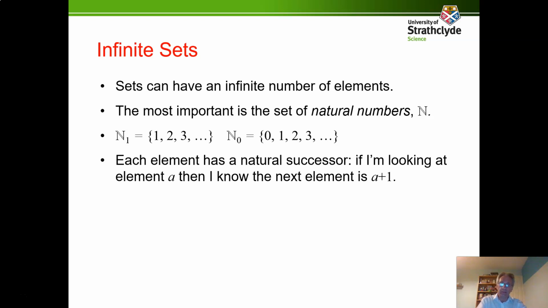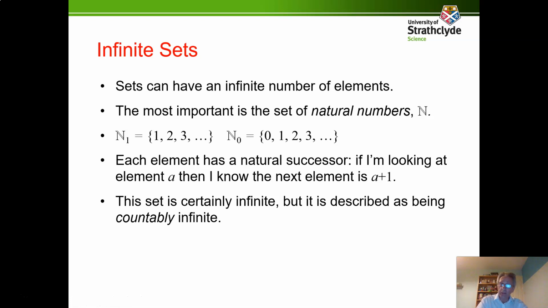Now, this set is infinite, but it's extremely well behaved. One of the things that we can rely on with this set is that every element has a natural successor. So if I'm looking at element A, I know the next element is A with 1 added to it. Now you might think, well, that's obvious, but that's not true of all infinite sets. Some of them don't have this natural successor property. So if I'm looking at 2 in N0, I know the next one is 3 and then the next one is 4. And there's a natural successor relationship all the way along in the set.